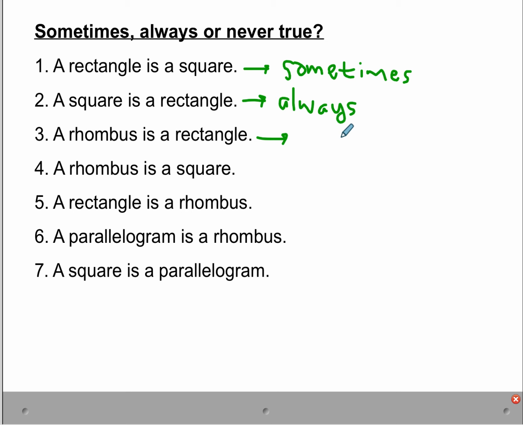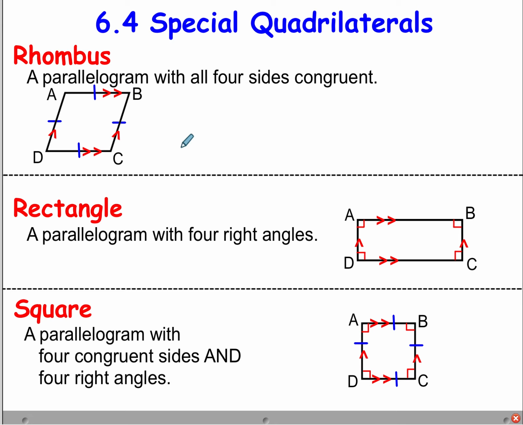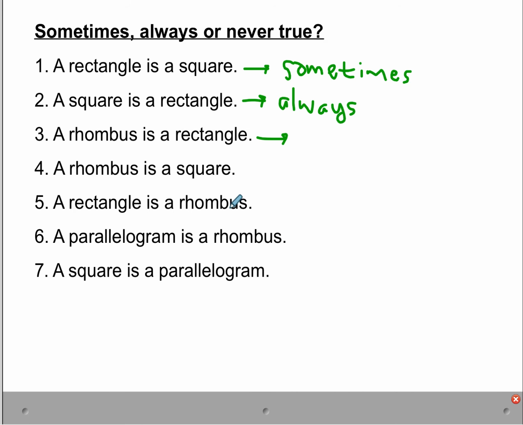Moving right along, a rhombus is a rectangle. Is there any rhombus that I can draw? Remember, a rhombus means 4 congruent sides. That is a rectangle. Well, what is a rectangle? A rectangle has 4 right angles. So is there any rhombus that I can draw, a quadrilateral with 4 congruent sides that has 4 right angles? The answer to that is yes, but will a rhombus always be a rectangle? No. Look at the one back on our first slide here. This is not a rectangle because the angles are not right angles. So there are plenty of ways to draw a rhombus that is not a rectangle, but a rhombus sometimes will be a rectangle.